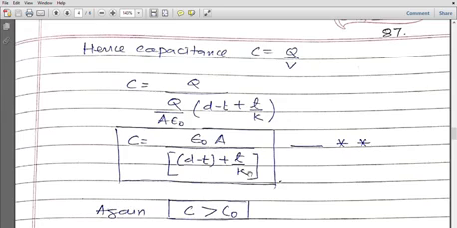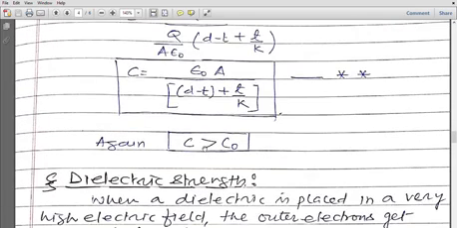So this is the expression for capacitance when a dielectric slab of thickness T is inserted between two plates. Now again you can see that capacitance is greater than capacitance when there is no medium or vacuum. Okay.